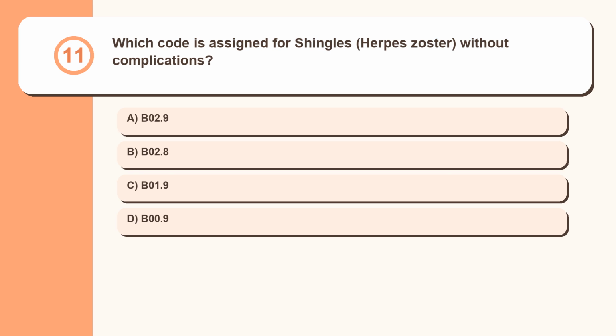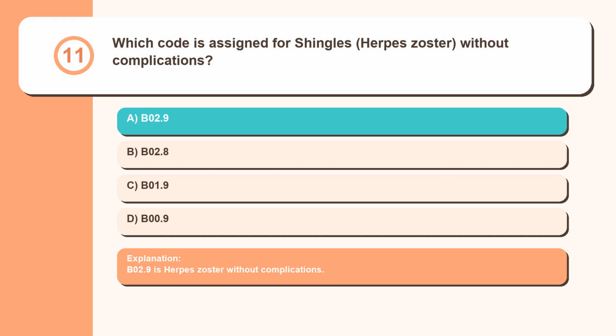Question 11. Which code is assigned for shingles, herpes zoster, without complications? B02.9, B02.8, B01.9, B00.9. B02.9 is herpes zoster without complications.